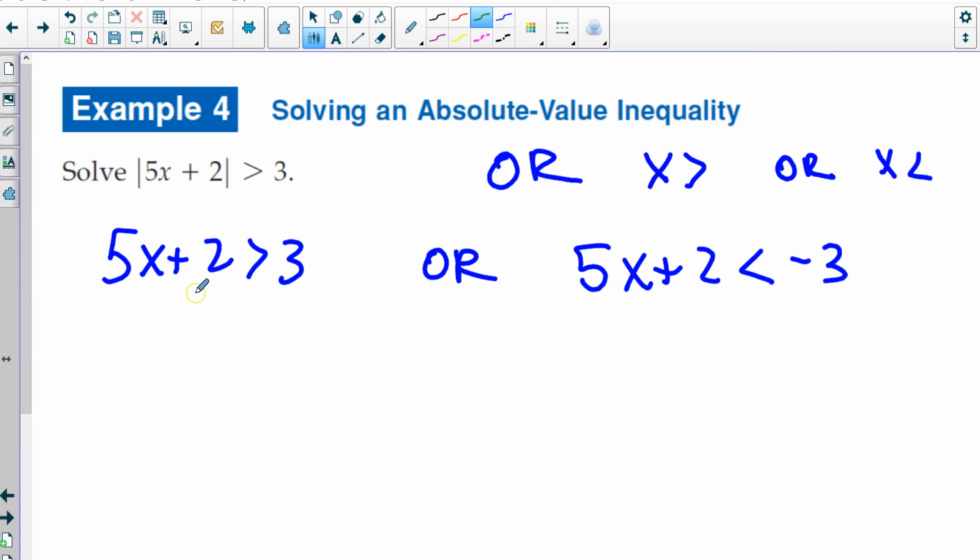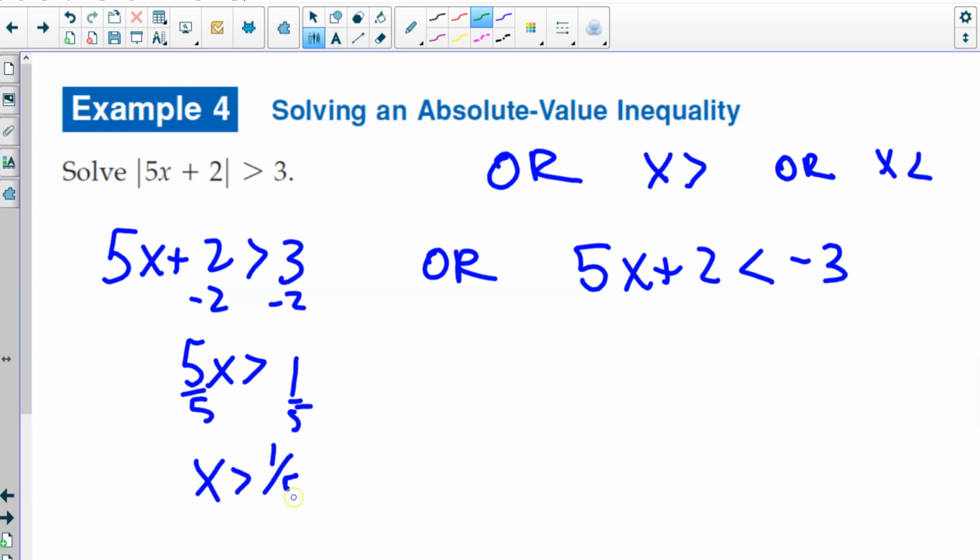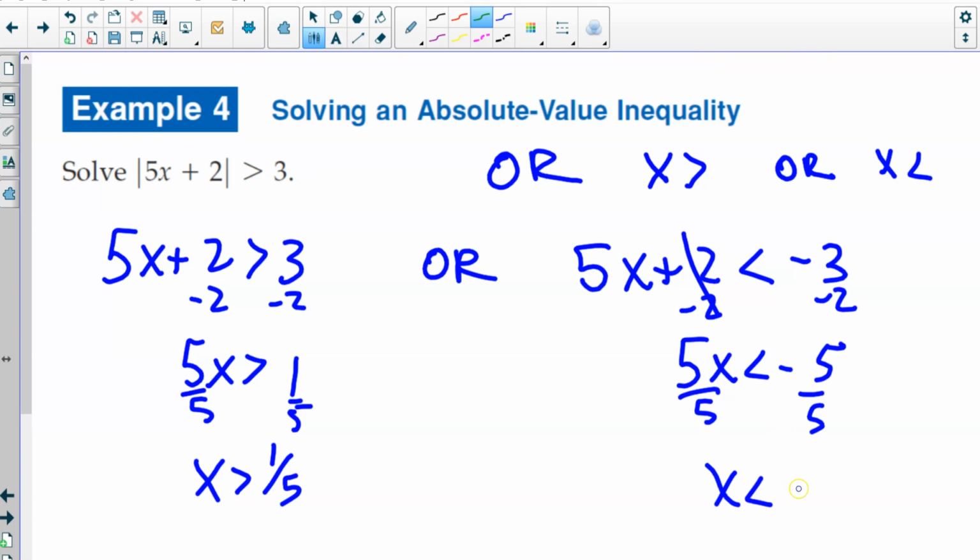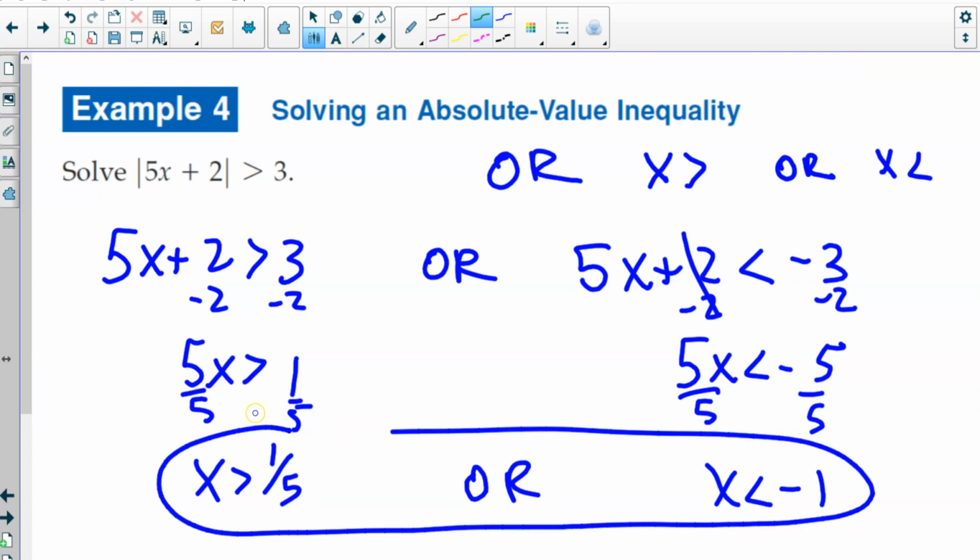And then I solve each one. I subtract 2 from both sides. I get 5x greater than 1. Divide both sides by 5. I get x is greater than 1/5. Or subtract 2 from both sides. 5x is less than negative 5. Divide both sides by 5. x is less than negative 1. My solution is that x is greater than 1/5, or x is less than negative 1.